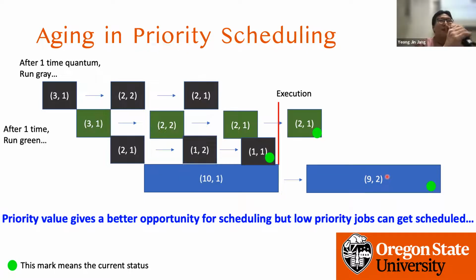Any question about the priority scheduling with aging to avoid starvation? Conceptually, it's not that complex and difficult. Is there a question? Yeah. So it's something like giving a reward to those who waited, and a punishment to those who just ran.